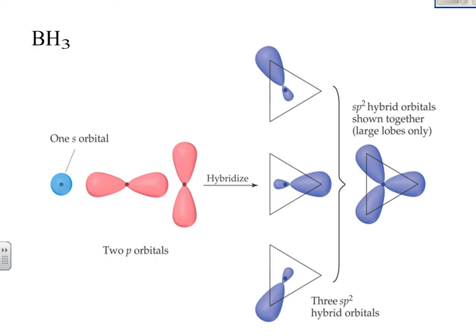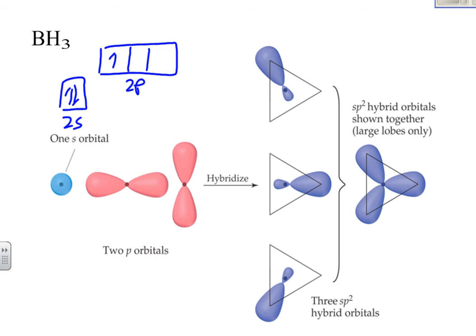Similarly, if we take BH3, boron has two electrons in the 2s, one electron in the 2p's, and so if we promote that one electron up here and we hybridize the 2s and the 2p's, we're going to end up with three hybrid orbitals. And we would call those three hybrid orbitals sp2 hybrid orbitals.